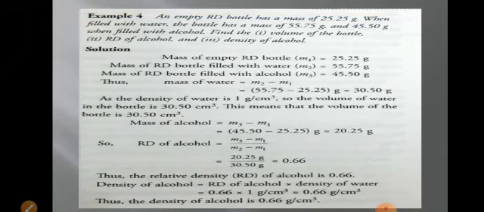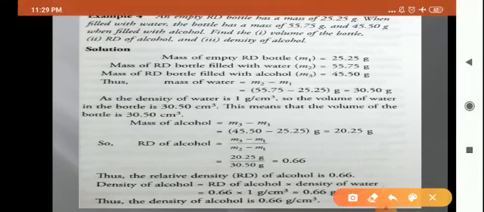Now, here is example 4, exactly related to this activity. Just pay attention so that this concept of relative density is more clear to you. Now, what is given in the example? An empty Rd bottle. Just correlate with the previous activity which I have taught you right now. An empty Rd bottle has a mass of 25.25 gram. What was the mass of the empty Rd bottle we took in the activity? We denoted it with small m1. And see, the mass of the empty Rd bottle, how much is given?